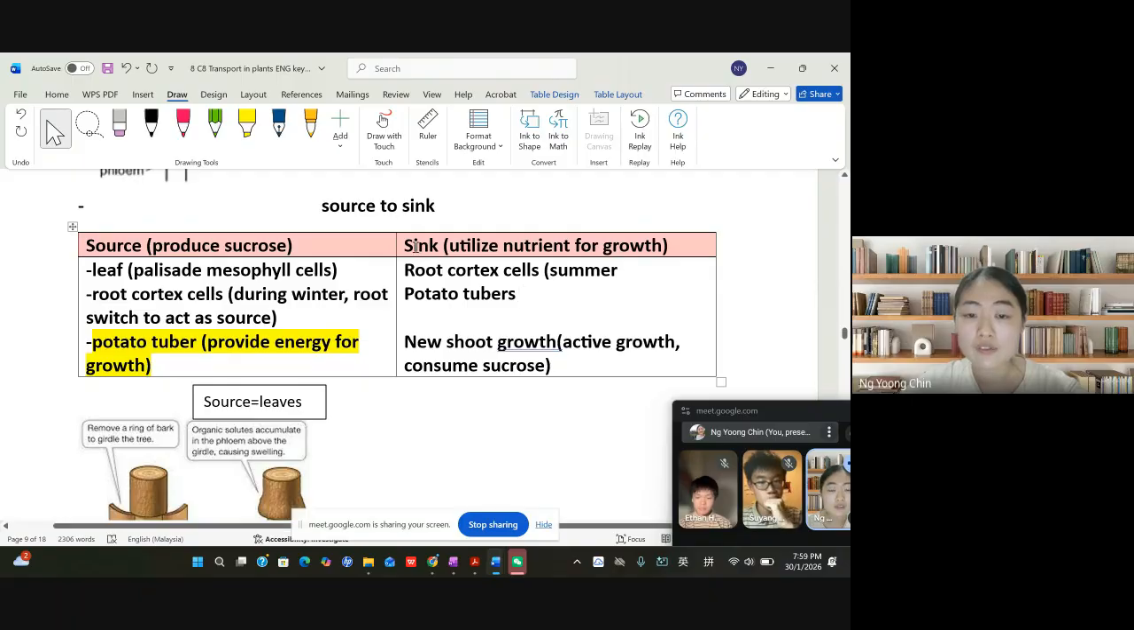And then for the sink, a sink is a region where the plant just utilizes the nutrient for growth. So it refers to the regions where the plant is growing. For example, they're growing their new shoot, or any other growing regions.